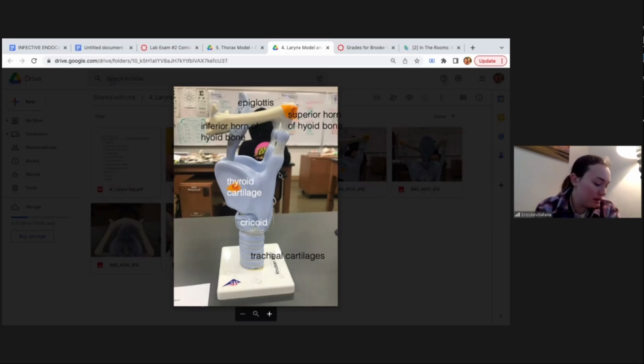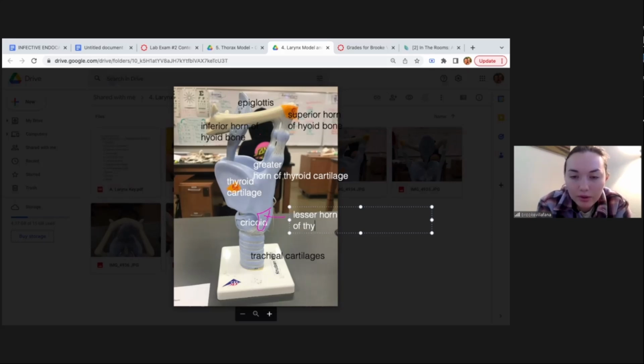This is the greater and lesser? No, I think it's greater and lesser of the thyroid. So this is the greater horn of the thyroid cartilage. I'll change it to white because I feel like that's hard to see. That's better. Okay, that's up here. And then right here, I'll draw like an arrow. This little part here is our lesser horn of the thyroid cartilage.